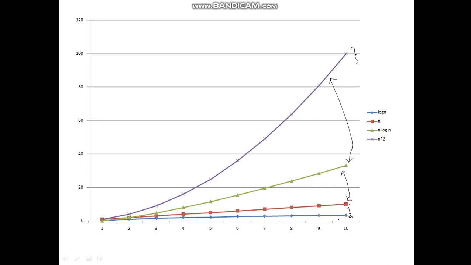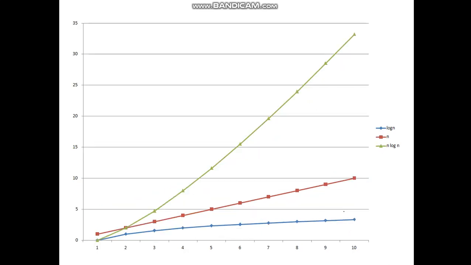The slowest growing function is log n. So let us delete n square from here and let us see what happens with the three functions. With these three functions, what we can find is over here, this is the point wherein n log n becomes greater than the function n, and this is 2. At 2 it becomes greater than that function. So these are the different properties of different growth.